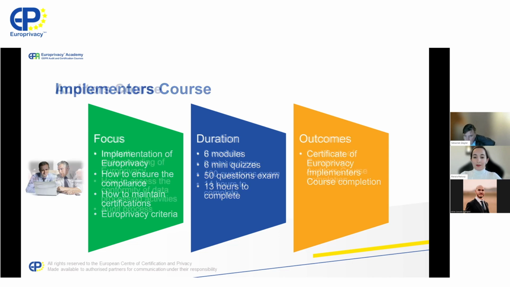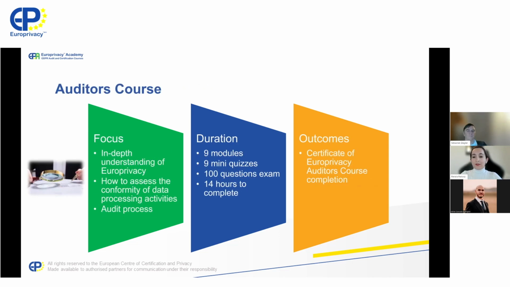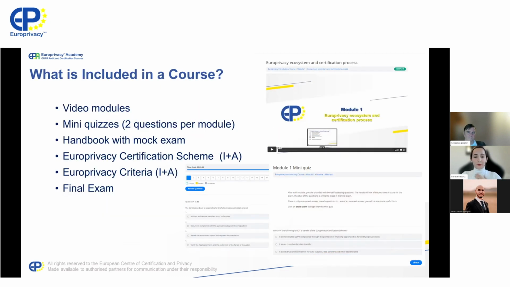Then we have the auditor course, which is basically an in-depth understanding of how Europrivacy works, and will teach you how to assess the conformity of data processing activities. This course details the complete audit process of Europrivacy and includes 9 modules, 9 mini quizzes, an online exam of 100 questions, and takes around 14 hours to complete. Next slide, please.